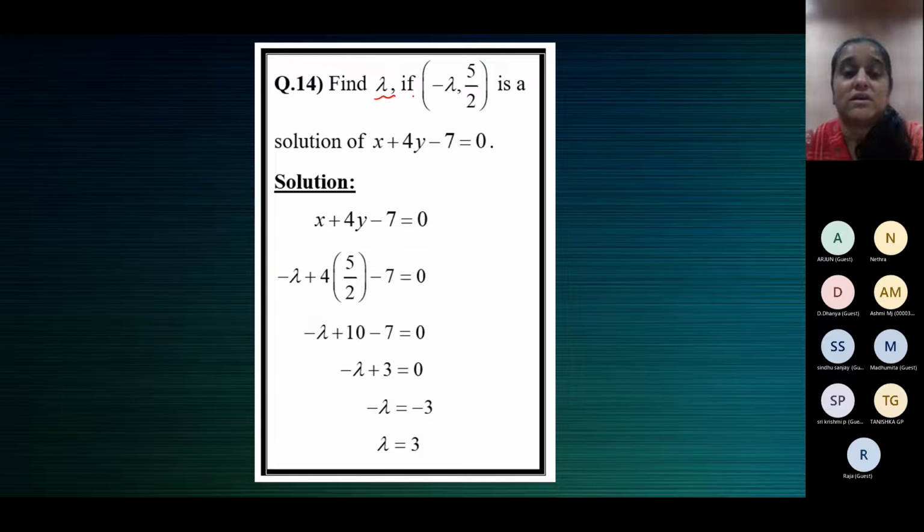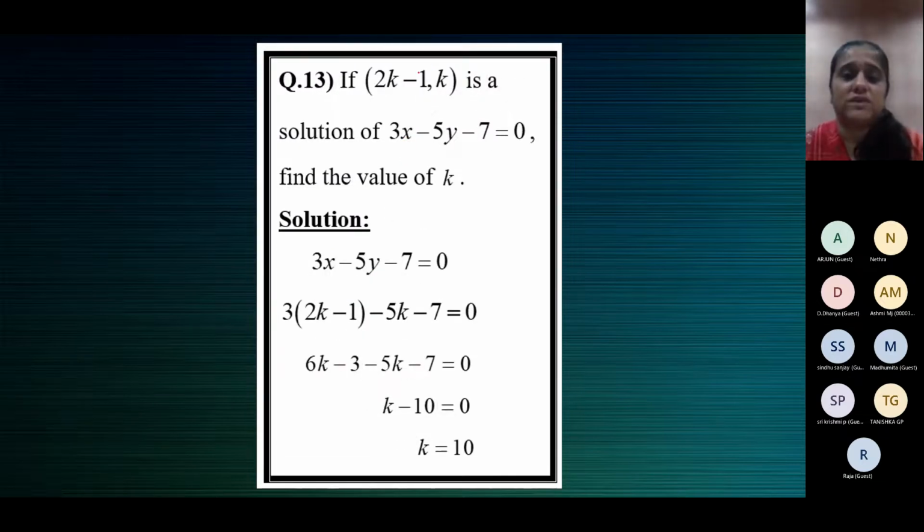Find lambda if minus lambda comma 5 by 2 is a solution of this equation. So this is the x value. See, this is the point, the address of a point. This is the x coordinate and this is the y coordinate. And we know that a solution satisfies the equation. If it is a solution, then it will satisfy the equation. So instead of x, use minus lambda, because x is minus lambda. And for y, use 5 by 2. Solve it. So you can cancel: 2 1s are 2, 2 5s are 10. So solve this and find the value of lambda.